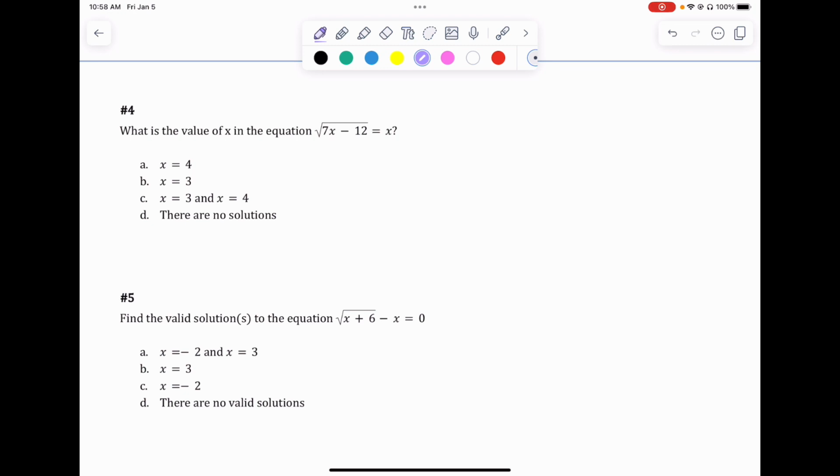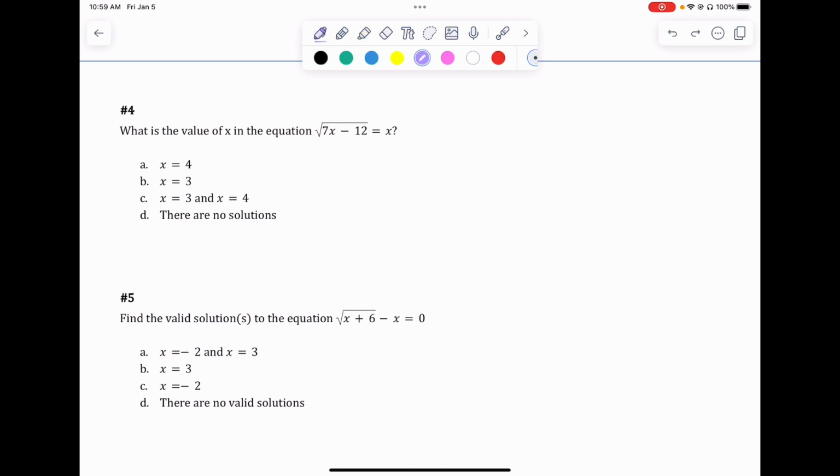All right, and then number 4, what is the value of x in the equation? Square root of 7x minus 12 equals x. So we talked about how if you have a radical you want to cancel out, you would square it, but you want to make sure it's isolated first. Isolated just means there's nothing outside of the radical on that side of the equal sign. So there's nothing added after the radical that's not underneath it. I can't cancel out anything inside the radical until I cancel the radical itself out.